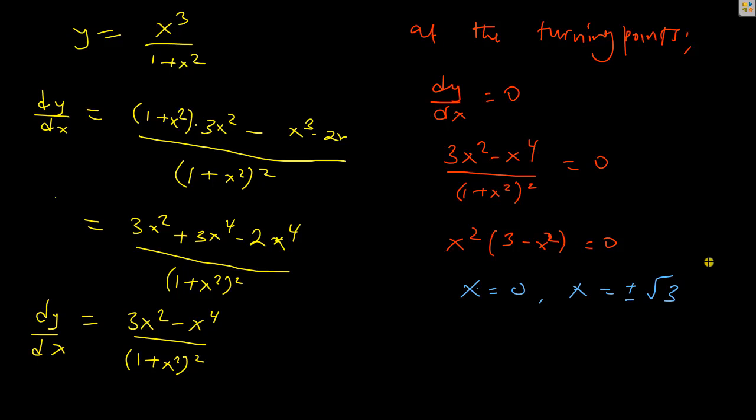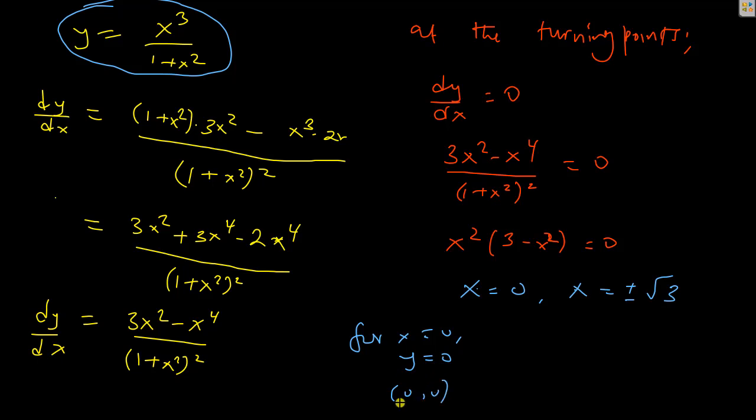For every value of x, I've got to find the corresponding value of y by substituting back into the function. So for x equals 0, y is going to be 0. So (0, 0) is a turning point. And then for x equals root 3, I put root 3 here. You could do that using a calculator. You'll find the value of y to be approximately 1.3. Likewise, for x equals negative root 3, you'll find the value of y to be negative 1.3.